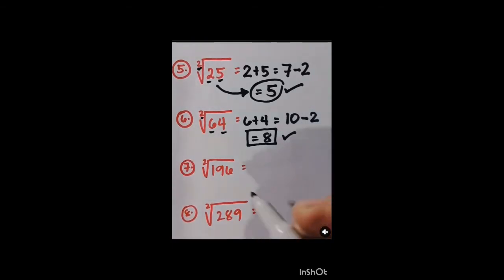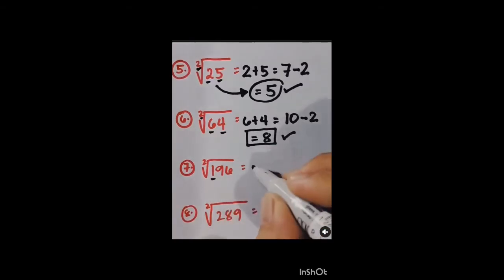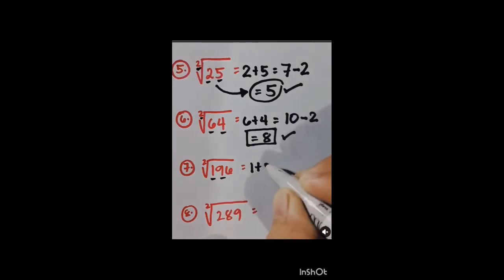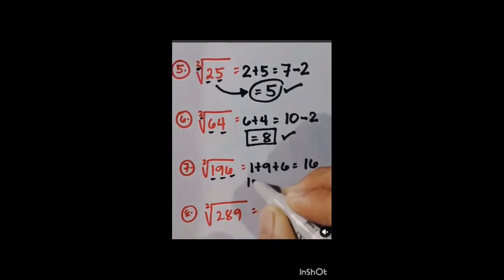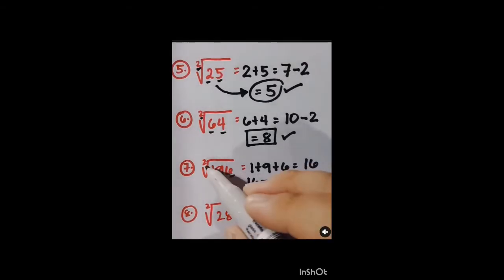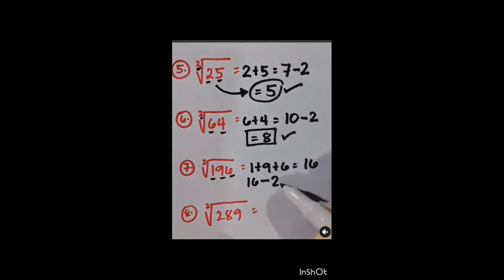Great. Move down to 7. The square root of 196. You add up the digits again, 196. That gives you 16. You take out 2 from 16, that gives you 14. 14 becomes the square root of 196. Isn't this simple? Of course.